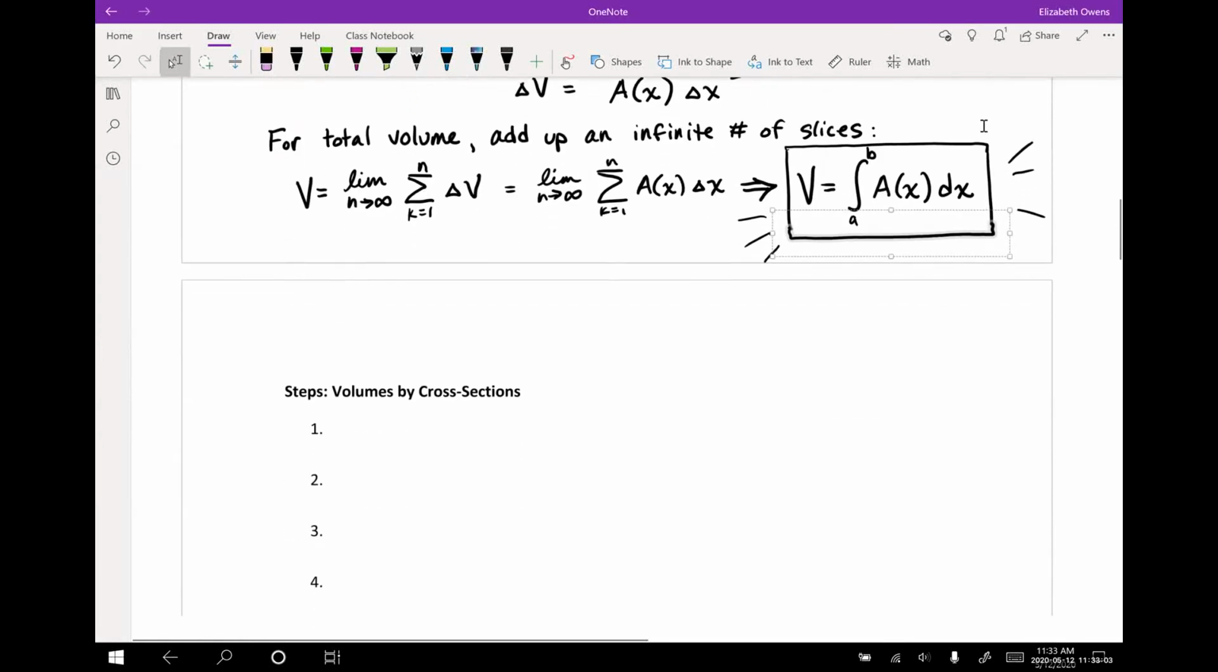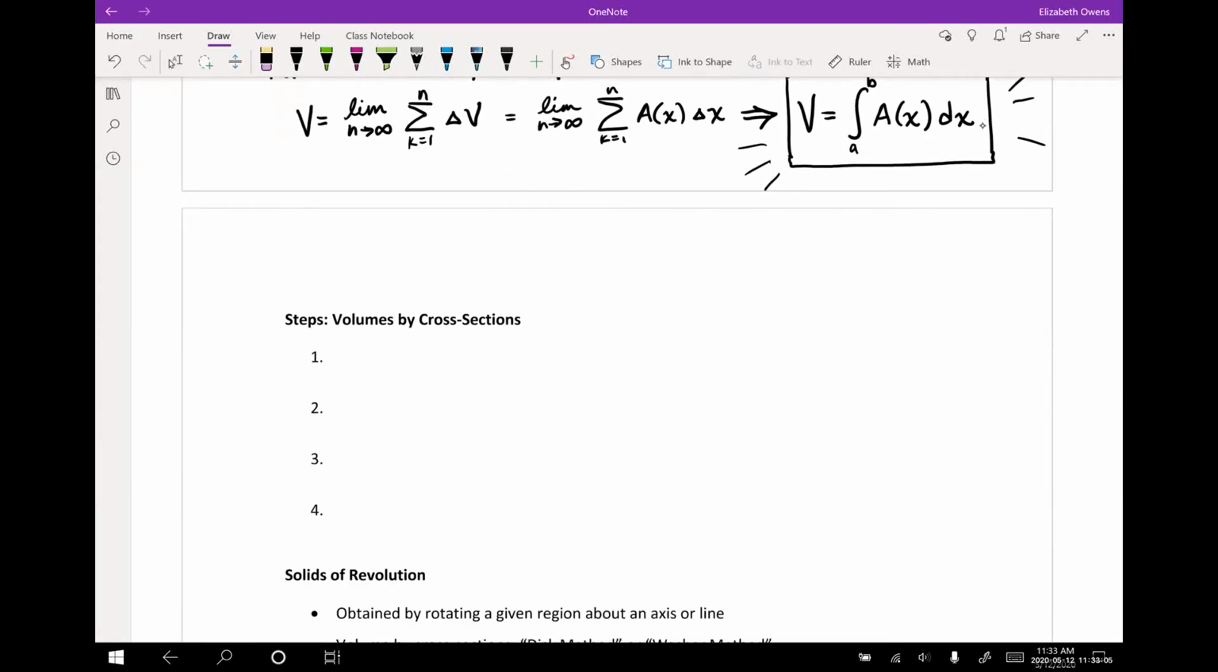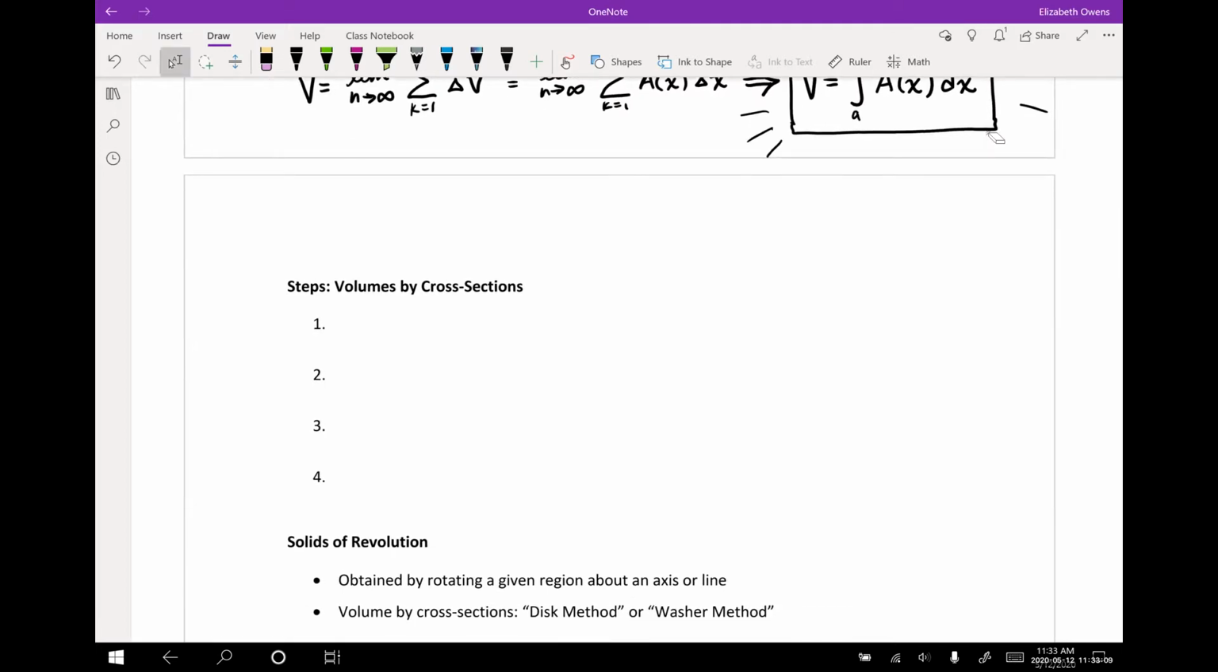In the next page here, we're going to formalize that a little bit and look at our steps for volume by cross sections. So these steps we're definitely going to practice with, but we'll just write down for right now what our general outline will be.